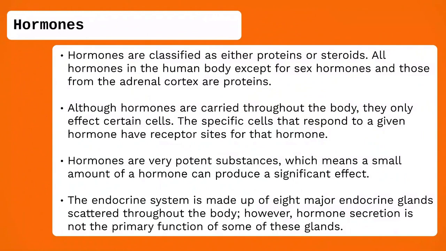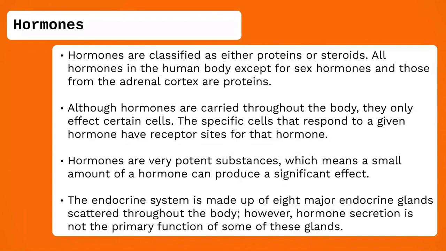So our hormones are classified as either proteins or steroids. All hormones in the human body except for sex hormones and those from the adrenal cortex are proteins. Although hormones are carried throughout the body, they only affect certain cells. The specific cells that respond to a given hormone have receptor sites for that hormone. Hormones are very potent substances, which means a small amount of a hormone can produce a very significant effect.